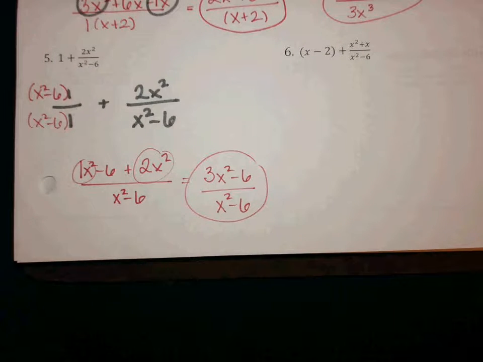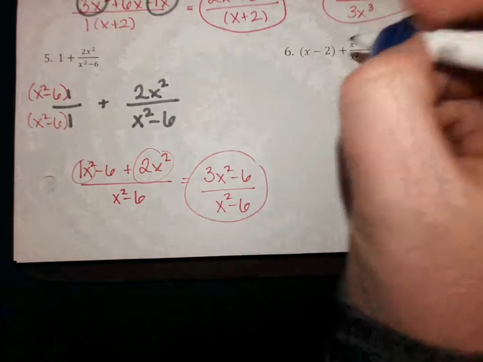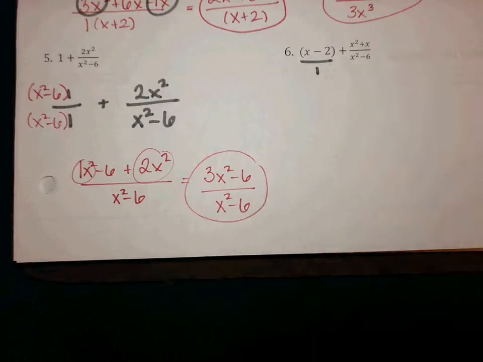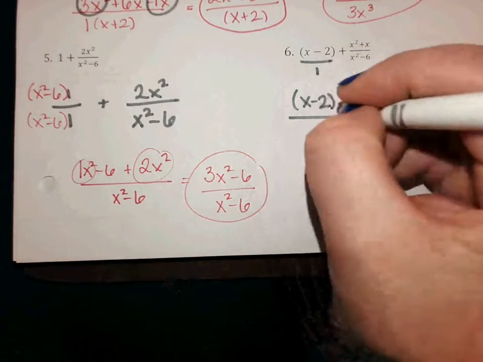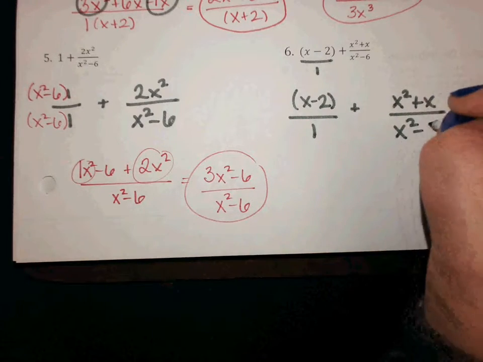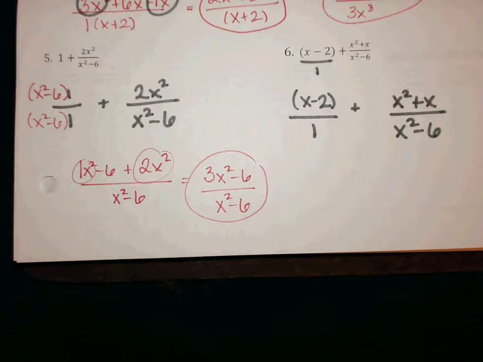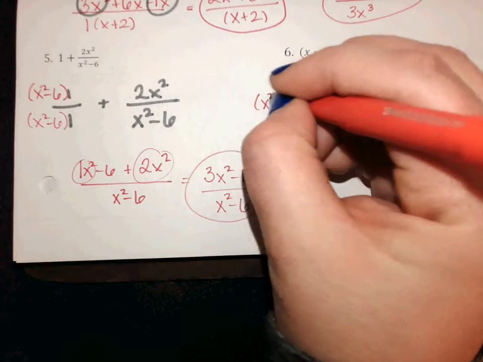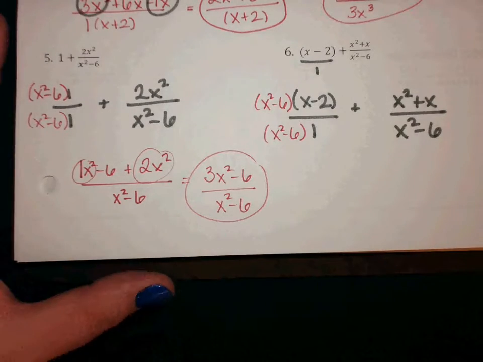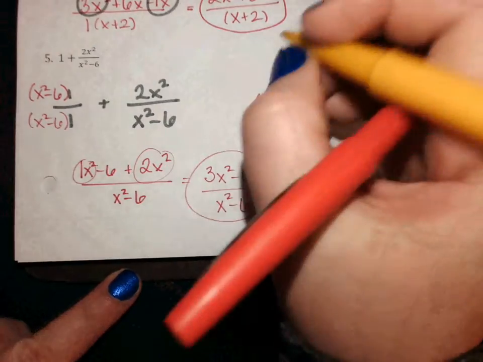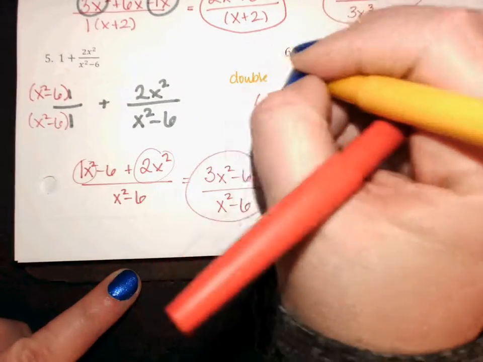Okay, I'm going to rewrite my x minus 2. I'm going to put it over 1. And then you'd be doing pretty much the exact same thing. So it's x minus 2 over 1 plus x squared plus x over x squared minus 6. And then when I look at the denominators, the 1 is fine, but I need an x squared minus 6 as well. Now, we covered this yesterday, what type of distribution are you going to need to do in this section right here? Very good. That's going to be double distributing.